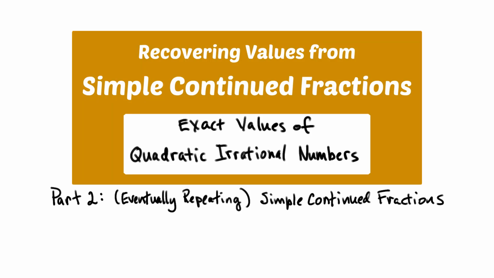This video is part 2 of a series about recovering the exact values of quadratic irrational numbers from their simple continued fractions. We'll discuss recovering the value when there are non-repeating terms before the first period in the simple continued fraction. We'll set up the problem and define a process for recovering the values, then we'll work an example.